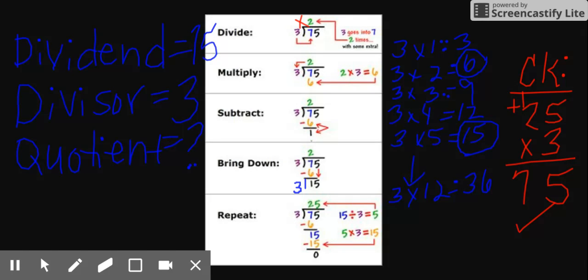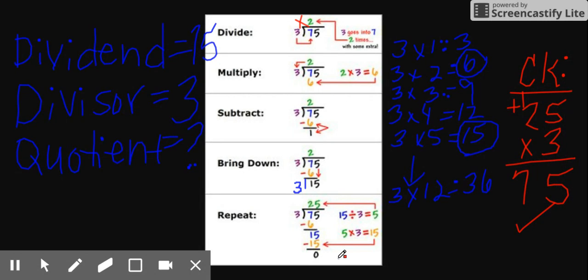After I subtract, I bring down the next number in my dividend. The next number is the 5, so I bring that down. And now 15 is my new dividend. So now I'm going to see how many times 3 can go into 15. 3 goes into 15, if I look over here, 5 times. So I'll put the 5 above the 5. Then I repeat the same step. I multiply, subtract, bring down. 5 times 3, 15. 15 minus 15, 0.